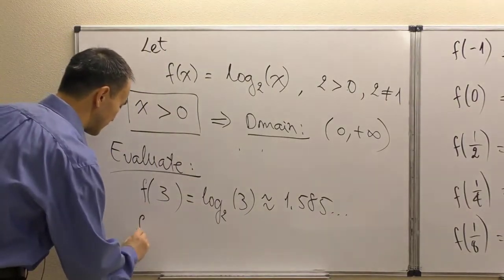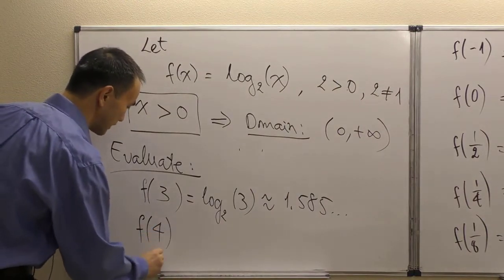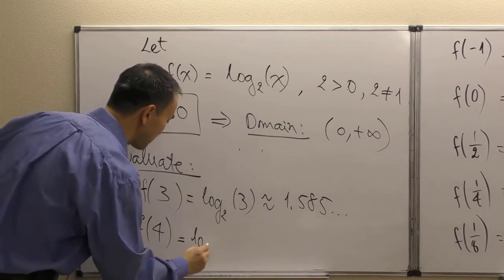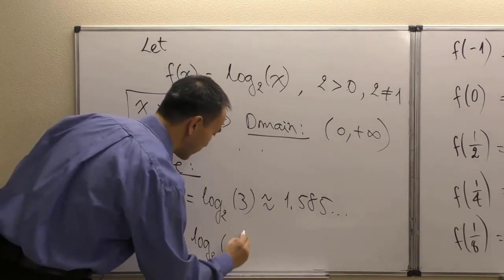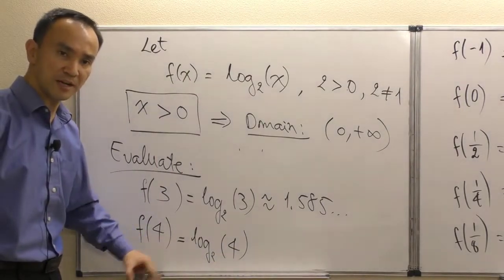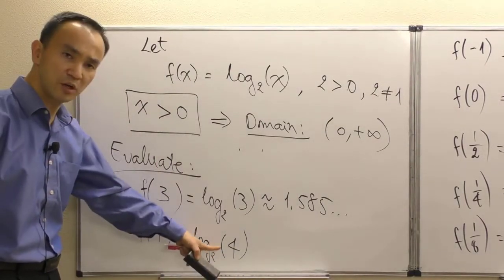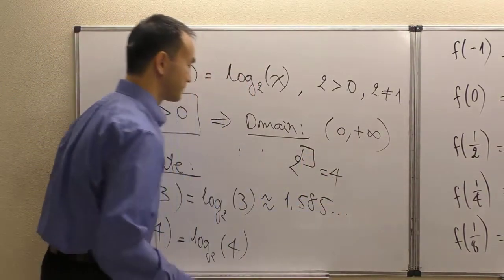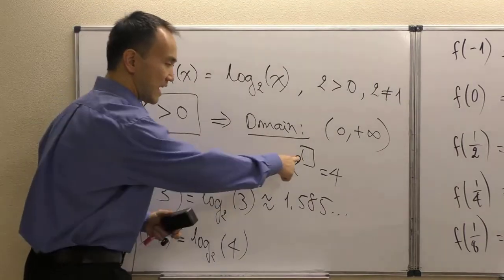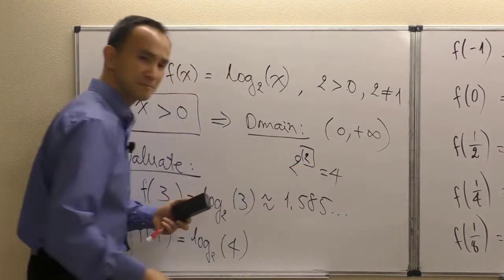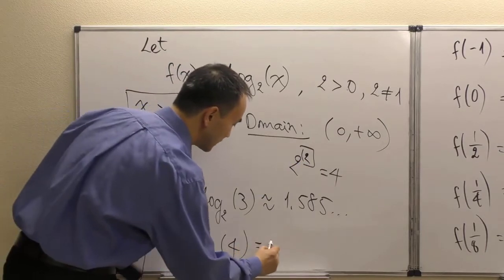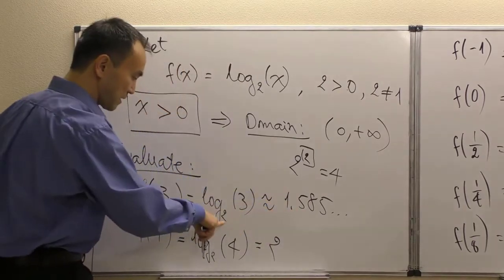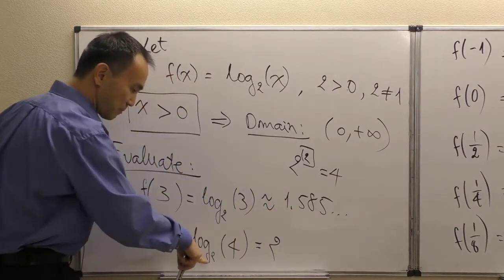And we can go with f of 4. So f of 4 for this function, according to this definition, means log base 2 of 4. And with this one, it's easy for our mental math capability. What power of 2 equals 4? That power has to be 2. So our output here is 2. This is the output of log base 2 of 4.